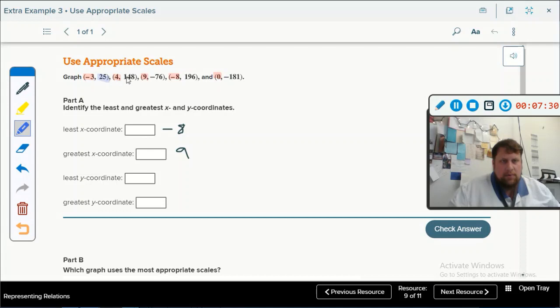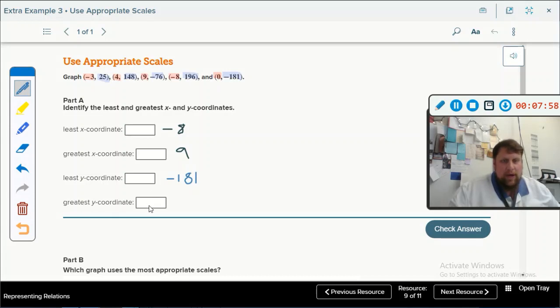So I'm going to highlight in blue all the y coordinates. What is our least y coordinate? Well, we have 25 is less than 148. Oh, now negative 76 is the smallest. And that's definitely smaller than 196. Oh, negative 181 is definitely the overall smallest. So my smallest y coordinate is going to be negative 181.